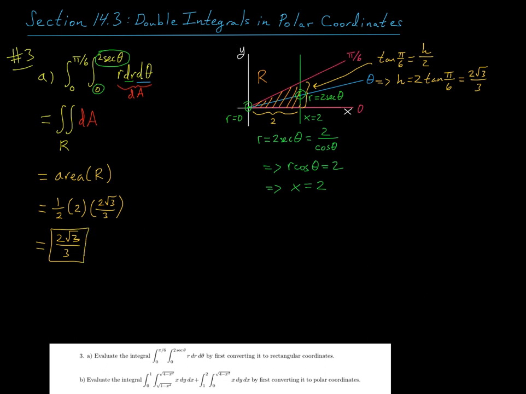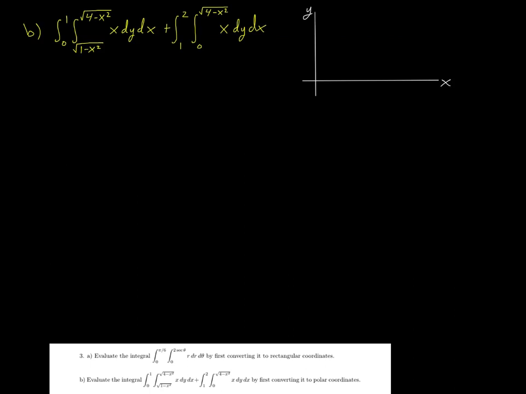All right, great. Let's check out B next. This one is a little bit more complicated. Now this is integrals that are in rectangular coordinates, and we want to convert them to polar coordinates.